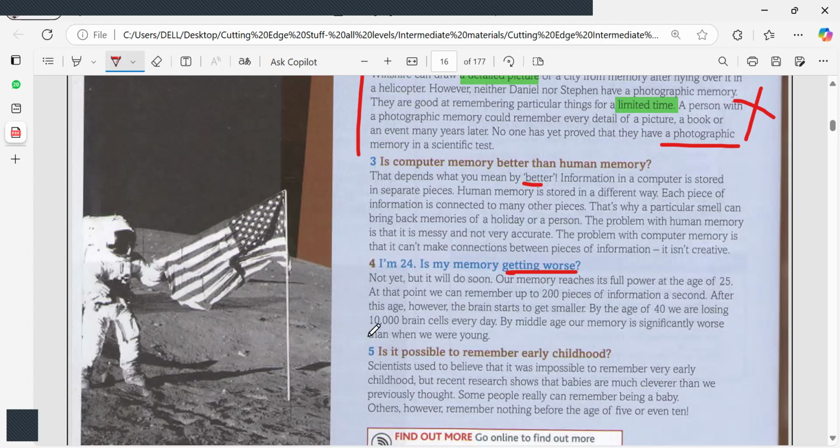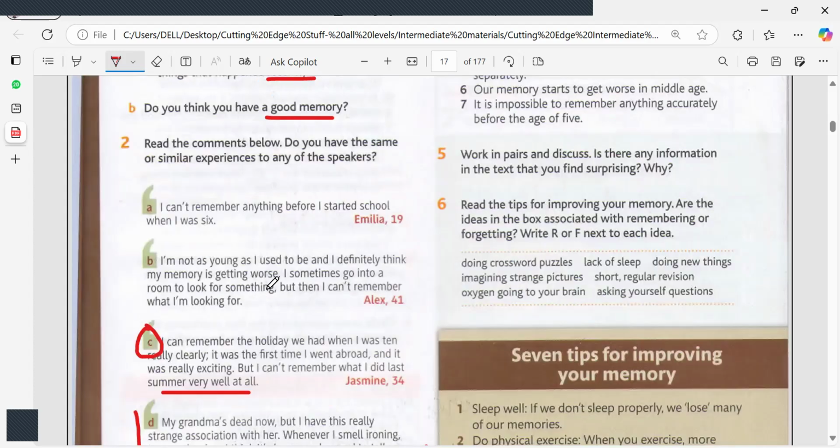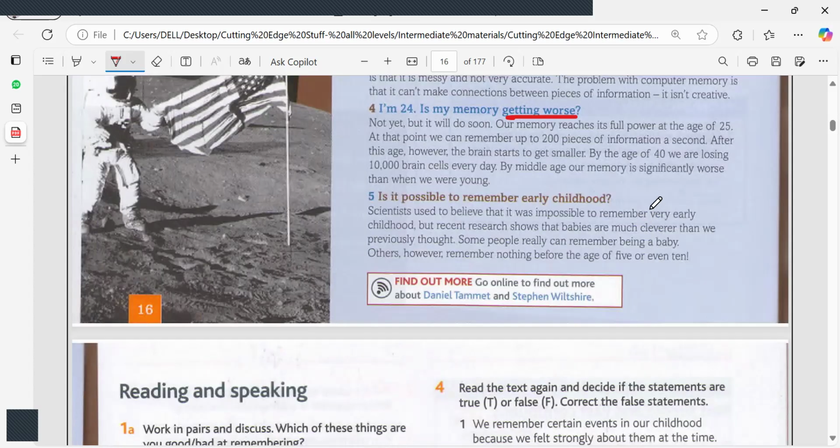The second one. Yes, exactly. B. Do you know why, Abdulaziz? Why is our memory getting worse when we get older?